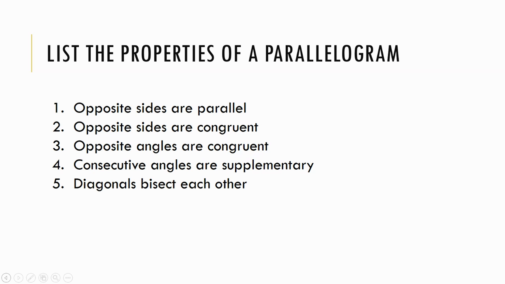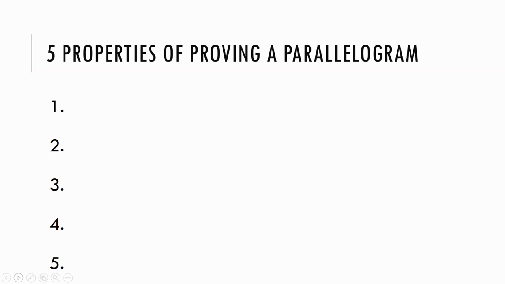So we're going to be taking the majority of these properties, which we use when we know that we have a parallelogram, and use them to do the opposite. If we want to prove a parallelogram, we're going to have to understand some of these properties first. So here are 5 properties for proving a parallelogram, and I'm going to write the shorthand for how you're going to be able to write it in your proof.